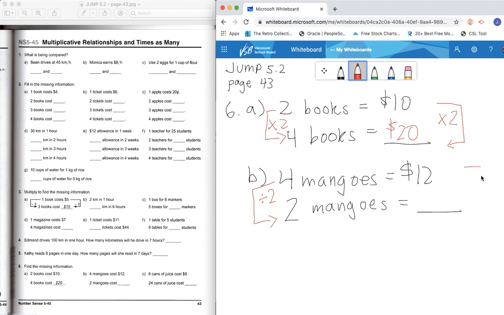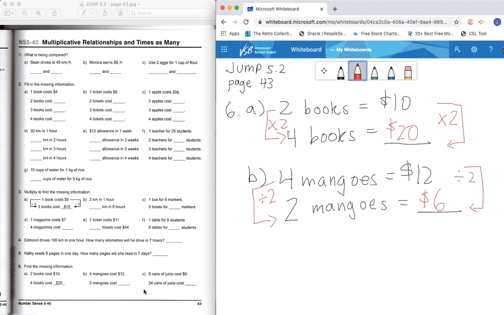Okay, so anything divided by 2 is half, remember? So what is 12 divided by 2? So you can say 2 times what gives you 12? It is 6. So it is $6. Okay? So 6, when you times it by 2, you get 12. And when you go 2 times what gives you 4, it's times 2. Okay? All right.